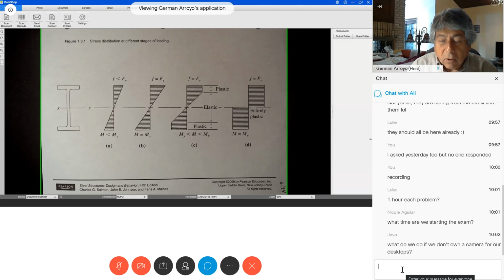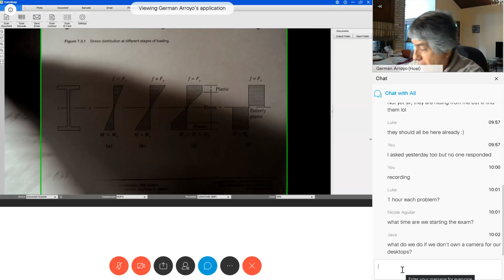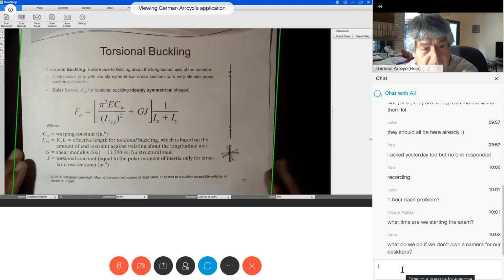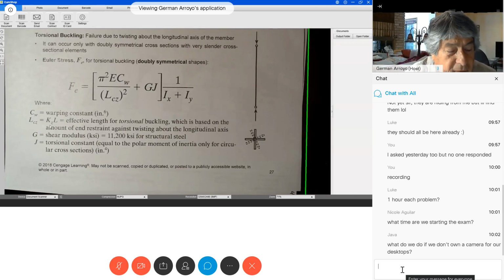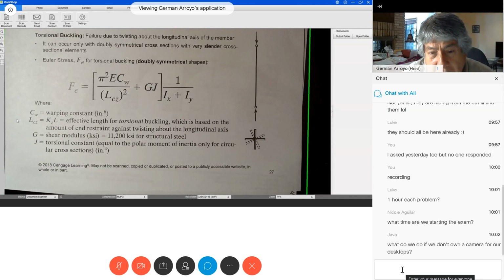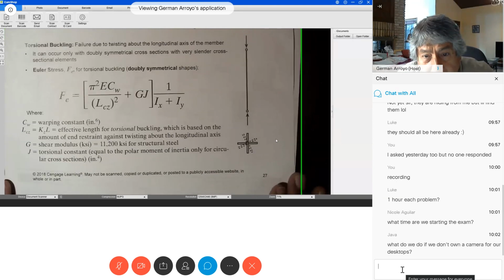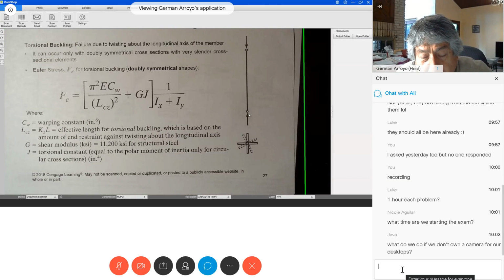Okay, so let's start. Yesterday there was a question about the torsional buckling, especially about the K, this KZ. The K is the same K that we use for the column. In the case of pin it is 1, in the case of fix and pin it is 0.8, and this is the axial length of the member. In this case, from this point to this point is L. This is an example of the torsion.